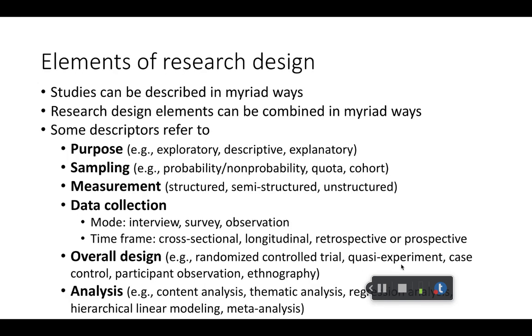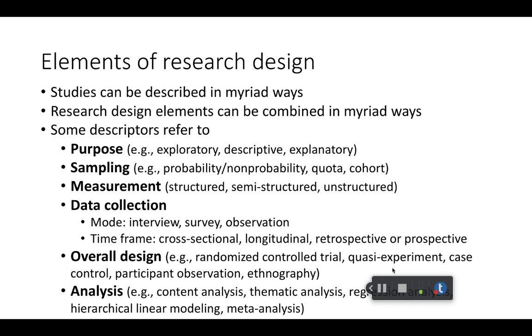So let's talk about elements of research design that we think about in critically appraising studies. First of all, studies can be described in a lot of ways, and the research design elements can be combined in myriad ways. Some terms are used to describe the purpose of a study. So purpose could be exploratory, descriptive, explanatory, and so on. Some terms refer to sampling or sampling plans. We will talk later on in this semester about probability and non-probability samples. But there are other kinds of samples that are called quota or cohort and many other terms.